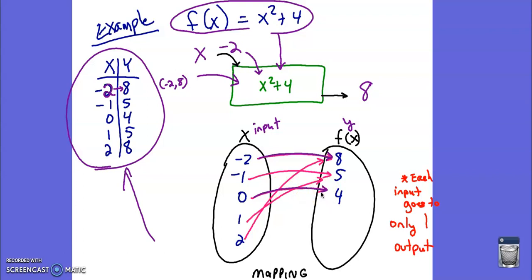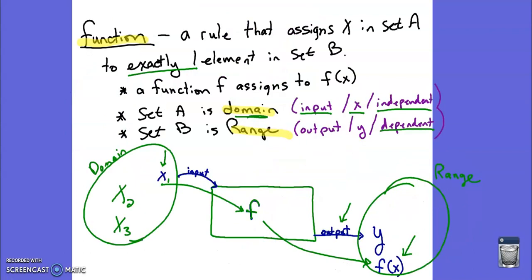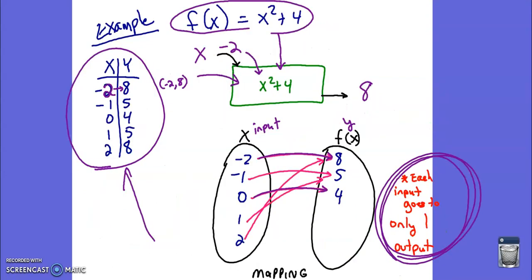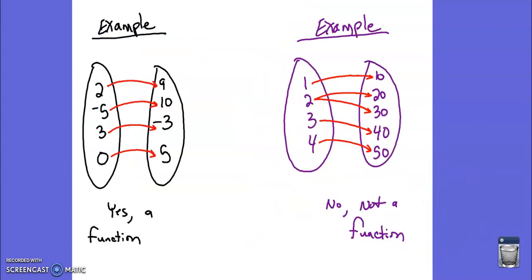to 8. Now something I want to point out, notice the definition. Every input does go to only one output. Again, go back to the definition. Exactly one element. So for each input in set A, each value has to go to exactly one in the output. And 2 does go to just one number. 1 does just go to one number. So every one of those goes to one number. It is a function. So let's look at an example.